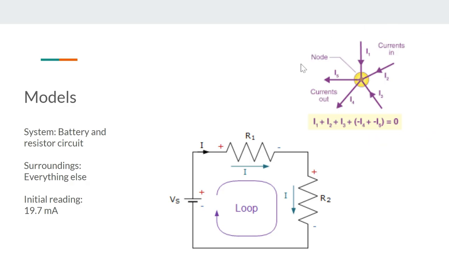Here we can see a little bit of a graph of the node rule, which is all the currents in have to equal all the currents out, or all the currents in minus all the currents out equals 0. And we were getting an initial reading of 19.7 milliamps.